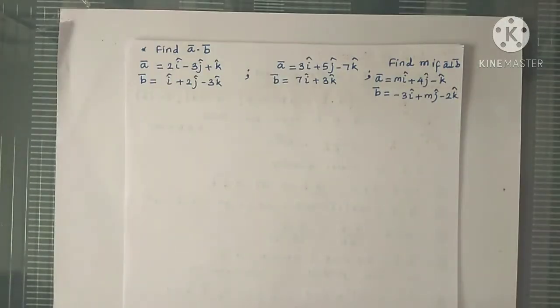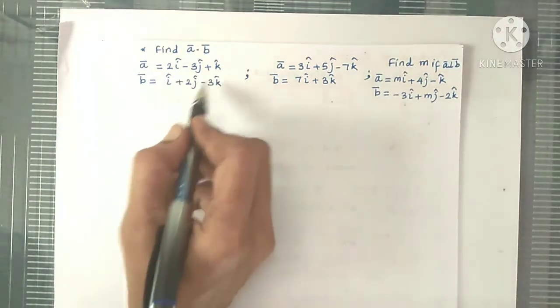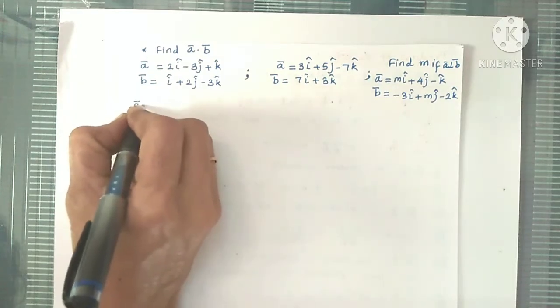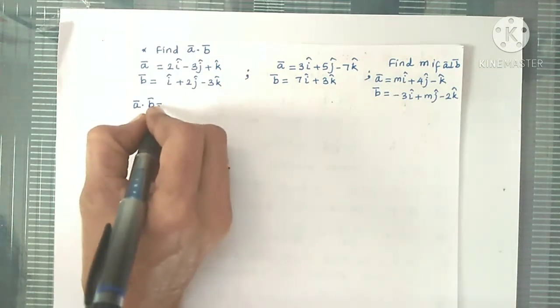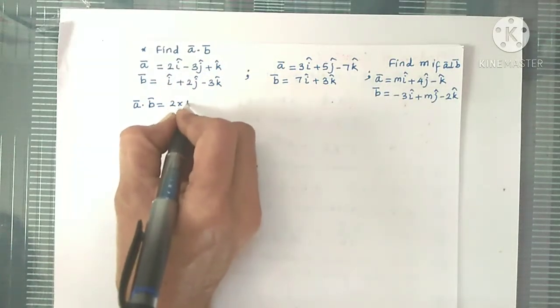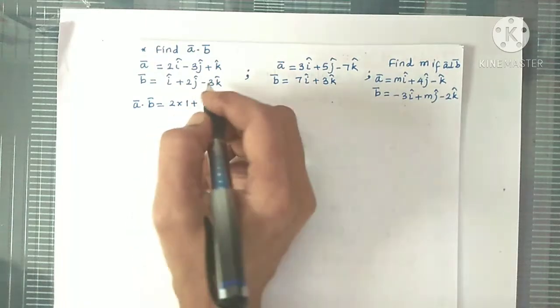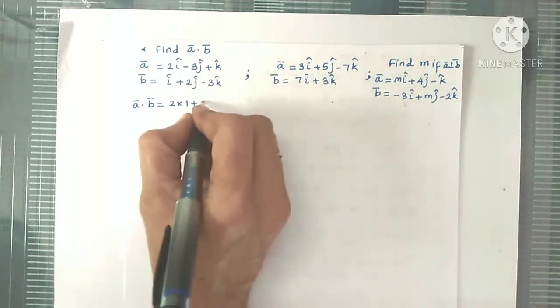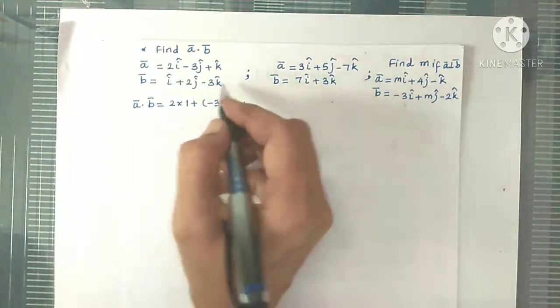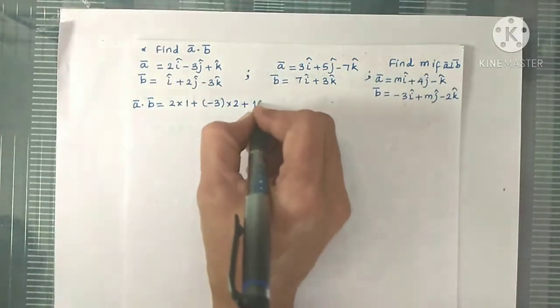So here I have written 3 questions. Let's solve this. It's a really very simple question. Find a bar dot b bar. So the first one is a bar is 2i plus 3j plus k. B bar is i plus 2j minus 3k. So a bar dot b bar is equal to: coefficients of i are 2 and 1, so 2 multiplied by 1, plus the product of coefficients of j, which are 3 and 2, so 3 into 2, plus coefficients of k are 1 and minus 3.